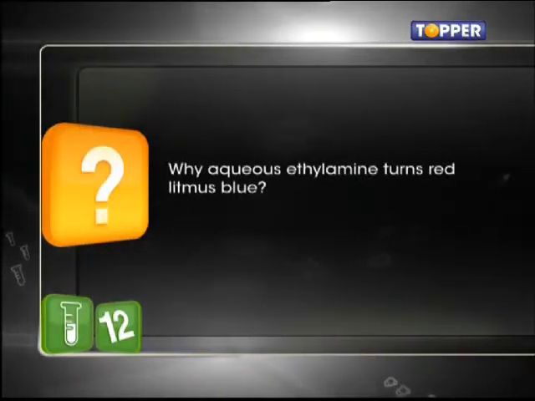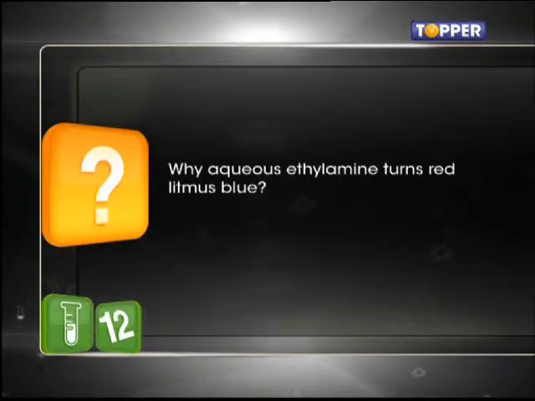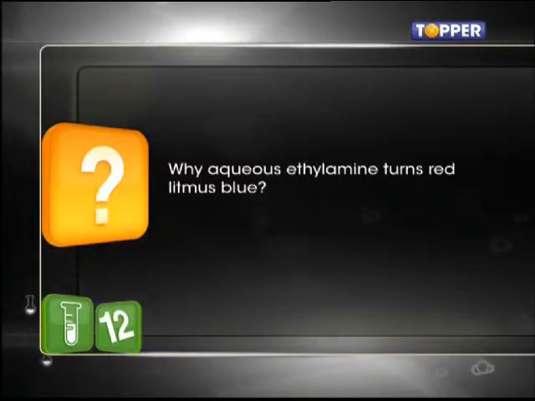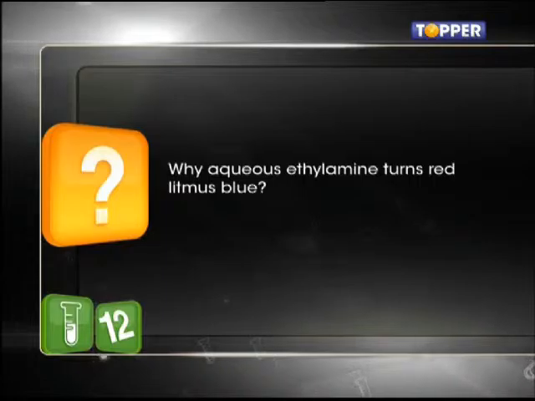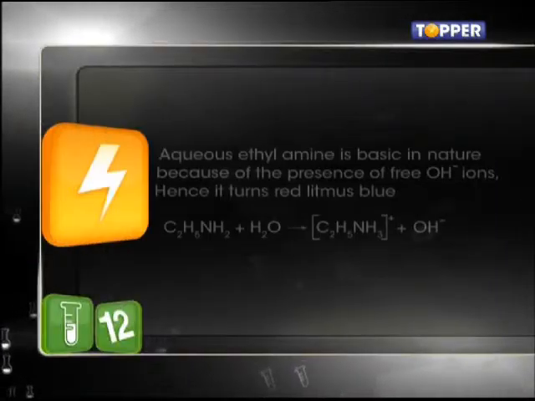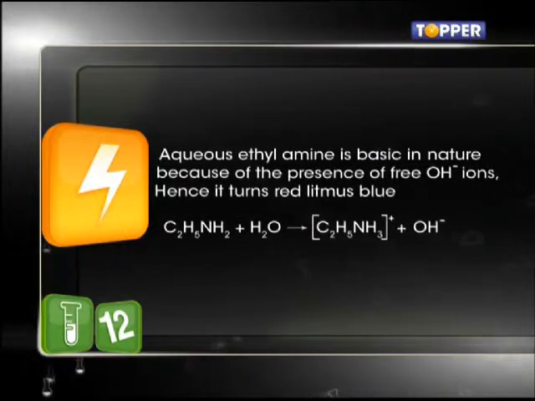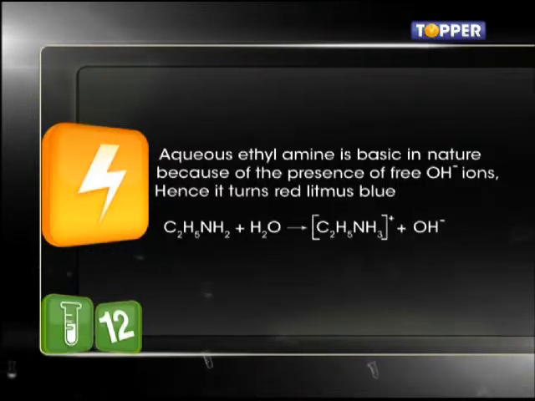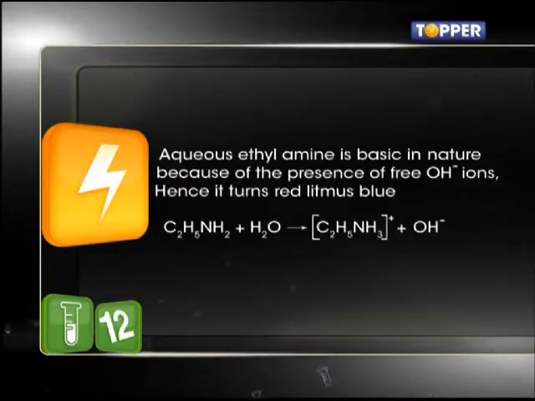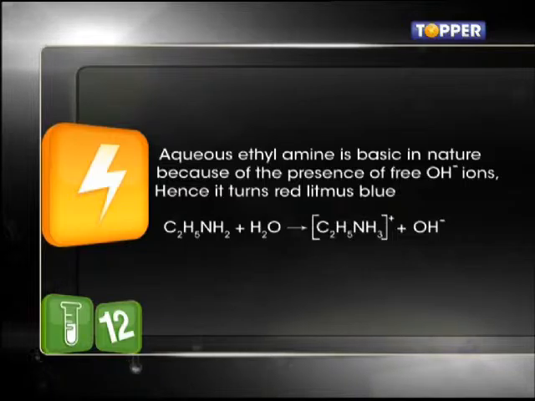Before we went into a break, I asked you a question. Why does aqueous ethylamine turn red litmus blue? The answer is, aqueous ethylamine is basic in nature because of the presence of free OH- ions. Hence, it turns red litmus blue.